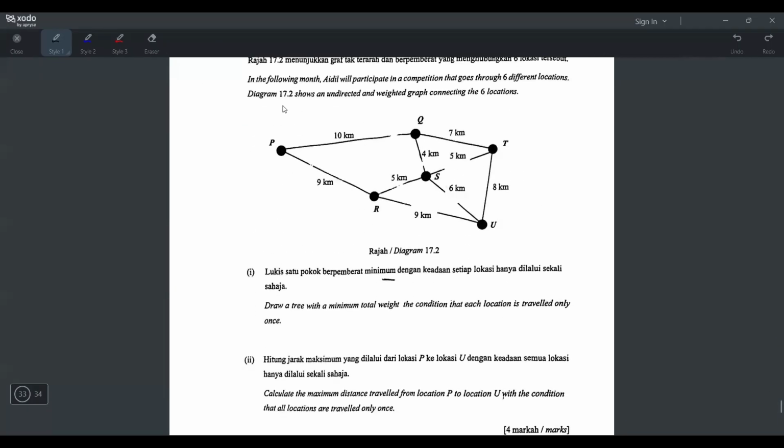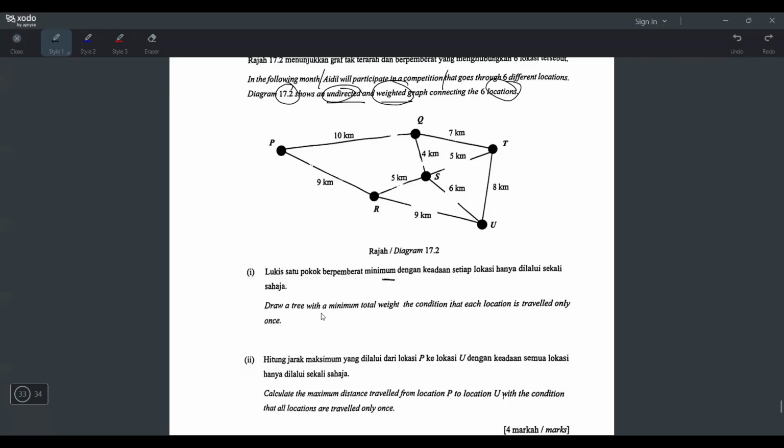So for question D, it says: in the following month, Ideal will participate in a competition that goes through 6 different locations. So 1, 2, 3, 4, 5, 6. Diagram 17.2 shows an undirected and weighted graph connecting the 6 locations. Undirected means no direction, that is why no arrow. If it's a directed graph, then it's one way, you can only go in one direction. This one is not directed, and it's a weighted graph, meaning a weight is assigned to each edge. The value represents kilometers, so it is the distance.